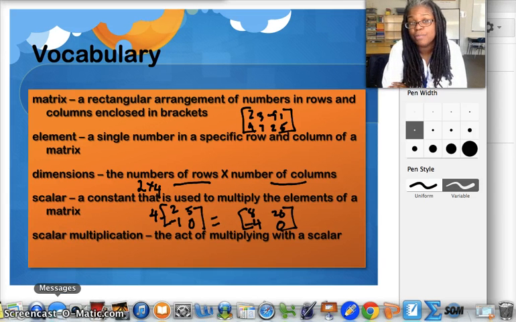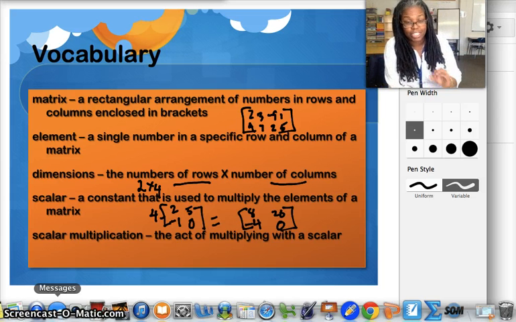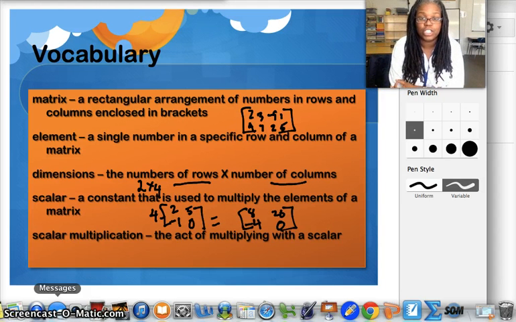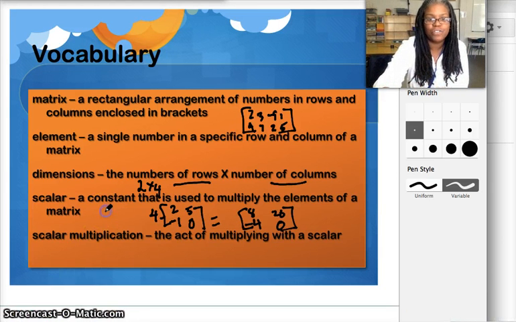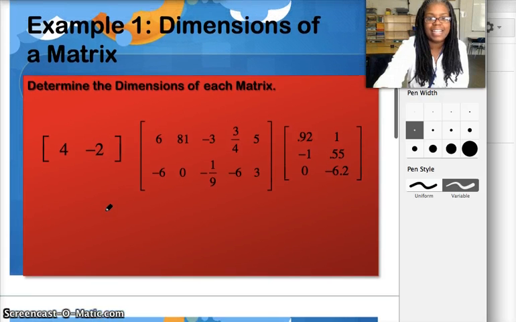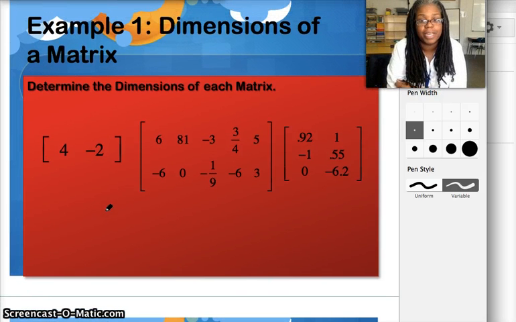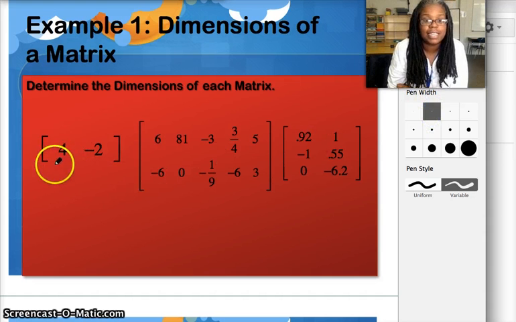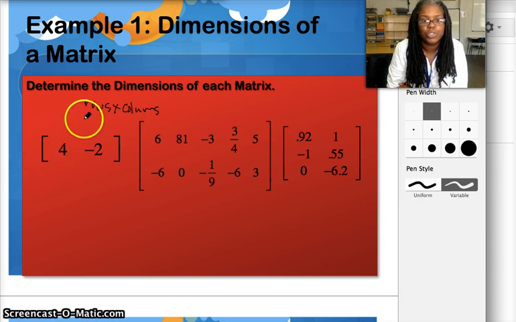Now that we have those terms in place and the concept of a matrix in place, let's take a look at some matrices. Matrices is actually the plural of matrix. Let's take a look at the first example, which is simply asking us to practice figuring out what the dimensions are for a particular matrix. As I look at this matrix, remember, we do rows by columns. Here we've got 1 row and 2 columns. So this is a 1 by 2 matrix.